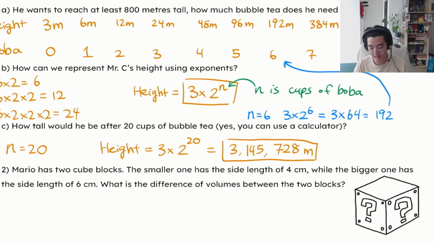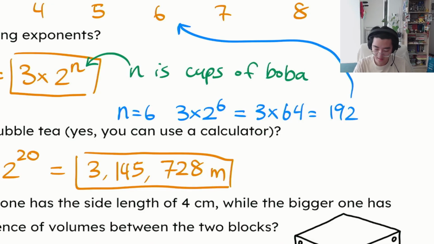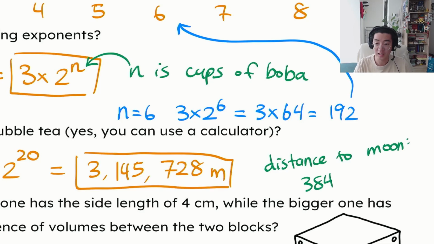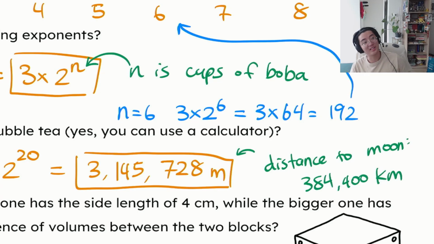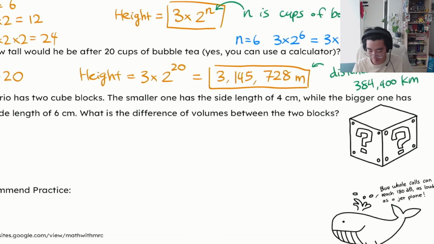And if you are curious, just for fun, the distance from the Earth to the Moon is 384,400 kilometers. So I'm really close to being able to grab the moon from Earth. I bet Group will be pretty happy about that.